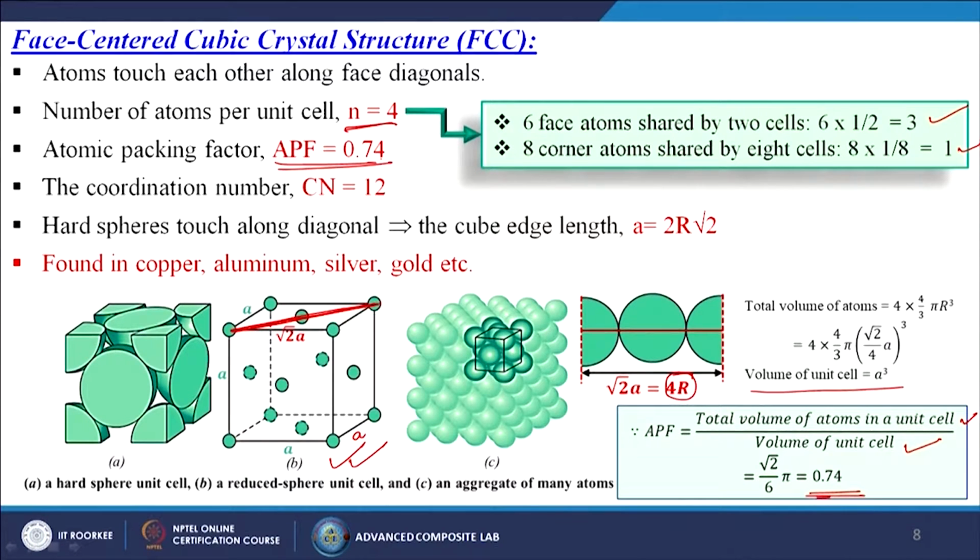So, what is the coordination number over here? The coordination number is 12. Hard spheres touch along the diagonal, and the cube edge length a is equal to 2r root over 2. Generally, the FCC structure can be found in copper, aluminum, silver, gold, etc.